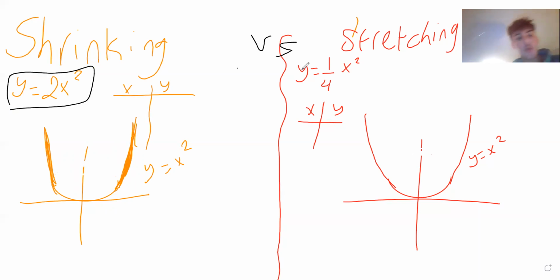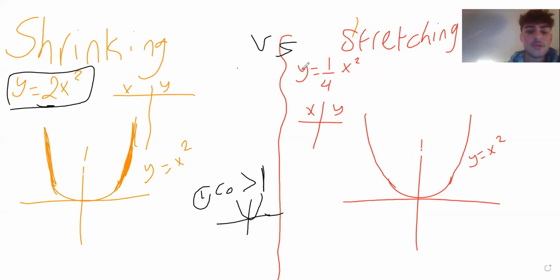Why did I pick y equals 2x squared? The condition for shrinking to occur is that we have a coefficient multiplied by x squared that has to be greater than 1. If the coefficient is greater than 1, then the graph is obviously going to be increasing faster in the y direction than it is in the x direction. So let's plot the points and see how our graphs look.